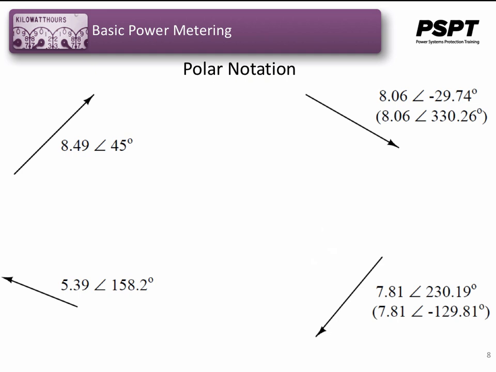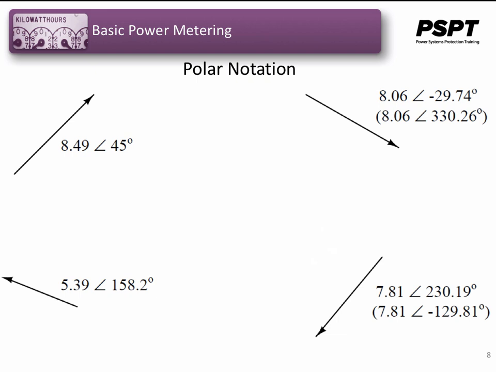Here are some examples of phasors noted in polar notation. Notice there are two ways to designate certain phasors. The top left-hand one, we've already looked at something similar. It's 8.49 at 45 degrees. The phasor in the top right-hand corner is 8.06 at minus 29.74 degrees, or it could be 8.06 at 330.26 degrees. Both notations are correct.